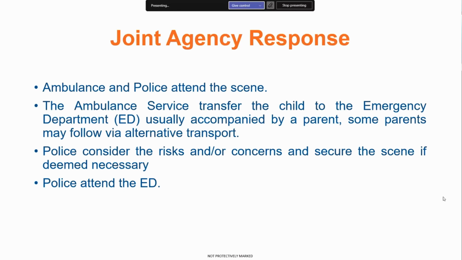Generally speaking, what would happen is that the ambulance and the police would attend the scene of the death. The ambulance service would transfer the child to the emergency department. Often the parents will come, or they'll follow shortly afterwards, depending on the circumstances. At this stage, the police, who will be involved directly, would consider the risks or concerns, and if necessary, secure the scene of death. And the police will then attend the emergency department as well.